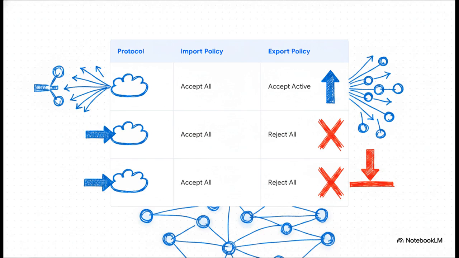Let's break this down. For BGP, the default import policy accepts all received IPv4 and IPv6 routes from configured neighbors, and the default export policy sends out all active BGP routes. BGP is just inherently chatty.